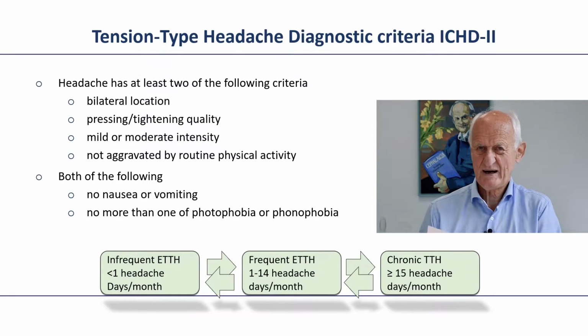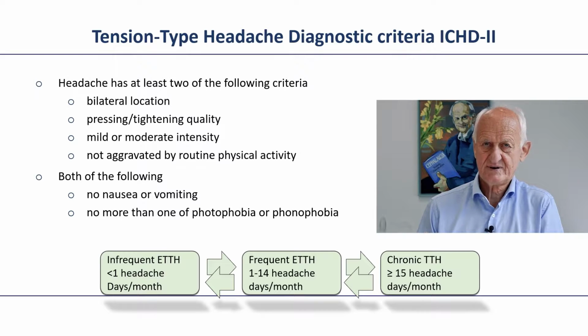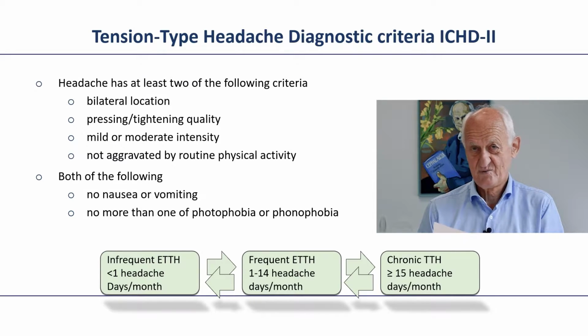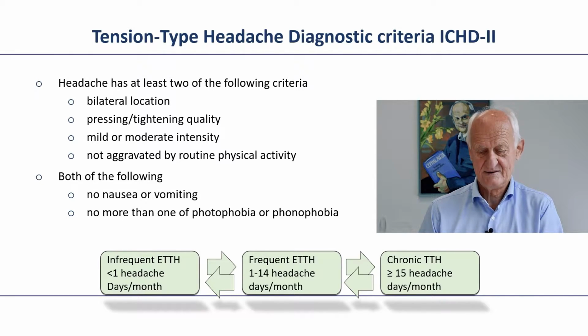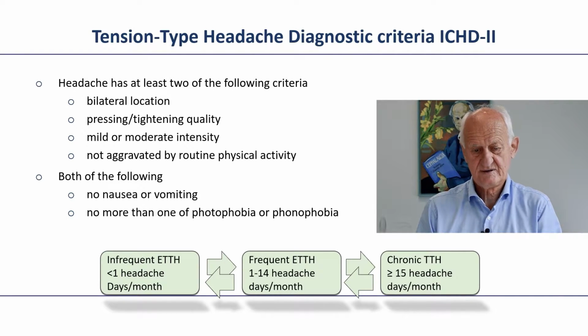And this is a very wide span, and there's a huge difference, in my opinion, between patients who have frequent episodic tension type headache with 10 or 14 days a month, and people who have it only 1 or 2 times a month. So in fact, there's something to consider for a new classification committee because this is too wide a span in my opinion. And then we have the chronic tension type headache patients who have headache on 15 days or more per month, more than half of all days.